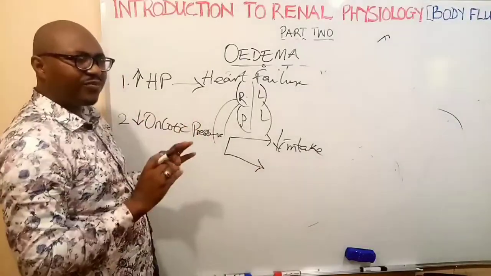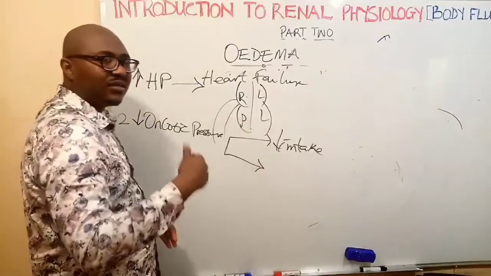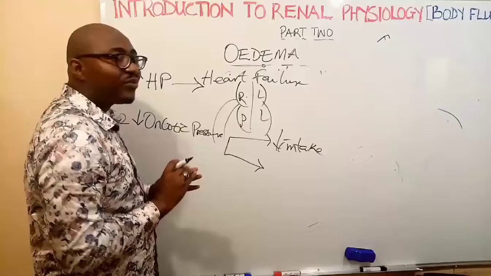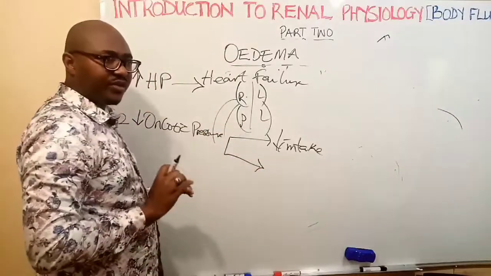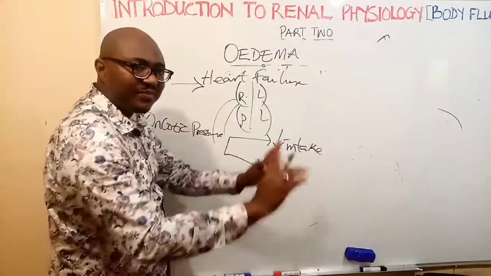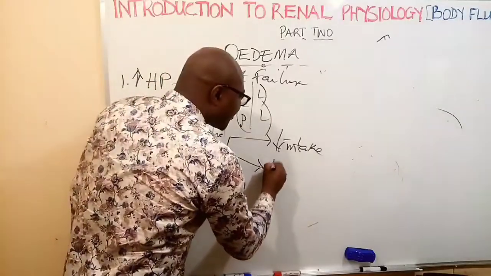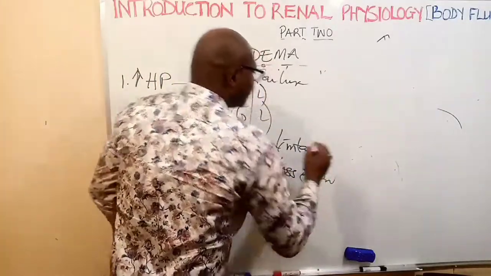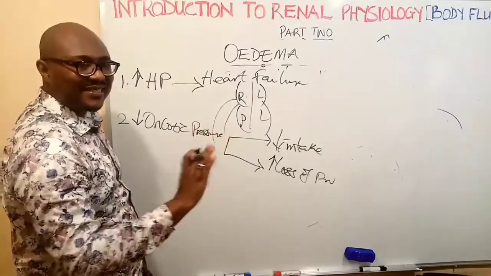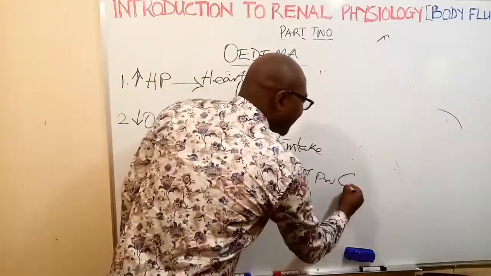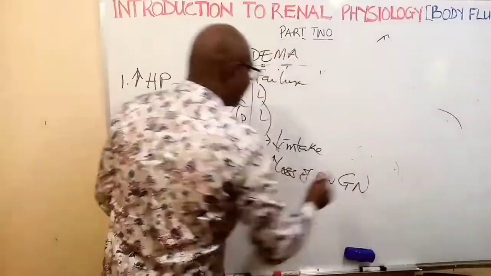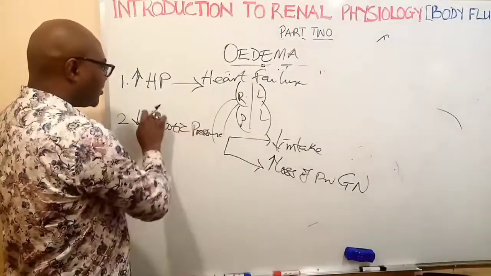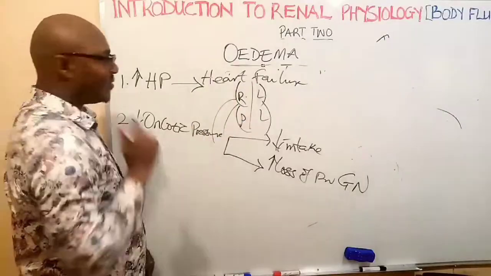you could have loss of proteins that are already there. You are taking enough proteins, but you are losing a lot of proteins through your urine. Normally, proteins are not supposed to be lost in the urine, but now you are losing proteins. So, increased loss of protein. So, if you have kidney disease like glomerulonephritis, it will lead to increased loss of protein. It leads to decreased oncotic pressure and edema.